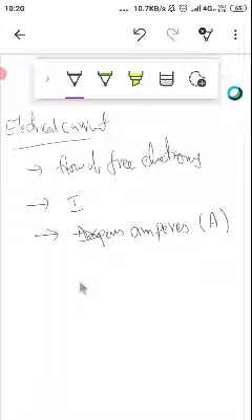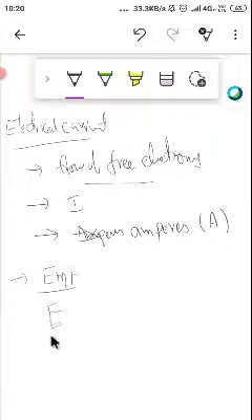The energy which is required for the flow of free electrons is called the electromotive force, that is EMF. It is denoted by E, and the units are volts. So the energy which is required to flow free electrons is called the electromotive force.